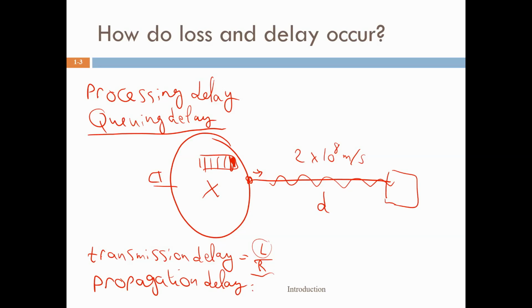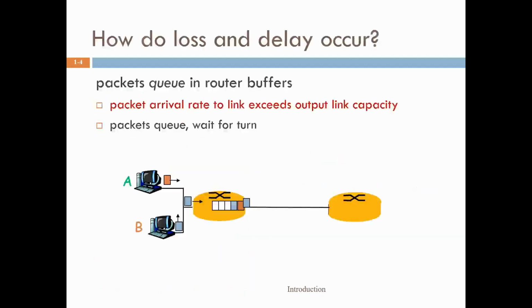Propagation delay depends on physical characteristics of the medium as well as the distance. Both of them are constant. Processing delay, we said, depends on reading the header, so it's also constant. Transmission delay, if the packet length is constant, then the transmission delay is constant as well. Queuing delay will always be variable because it depends on who is sending at what time, and this is not something that can be controlled, and so queuing delay is always a variable component.